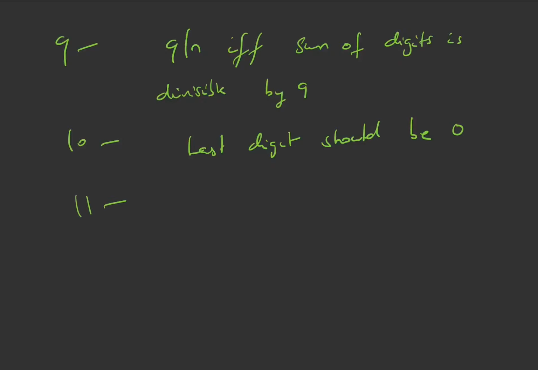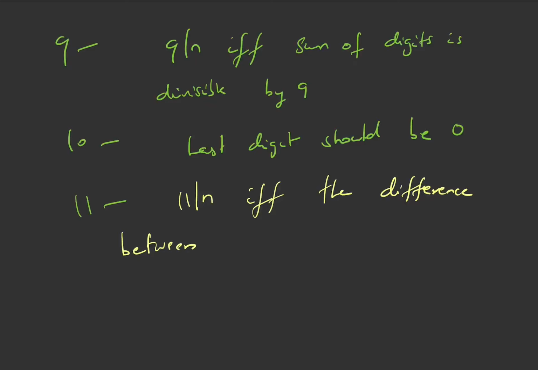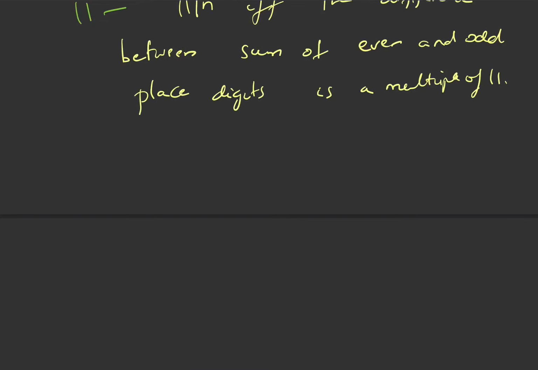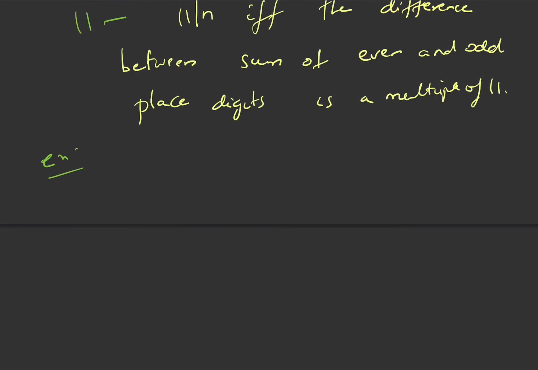Then 11, I think you have already studied it in your school. It says that 11 divides n if and only if the difference between the sum of even place and odd place digits is a multiple of 11. So let us see what I mean by this. Say for example, if I take 1 3 3 2 1, right?